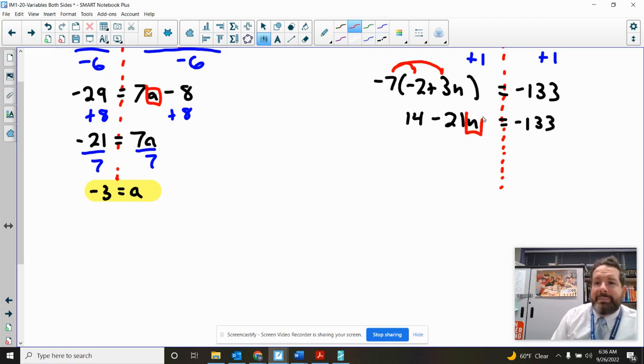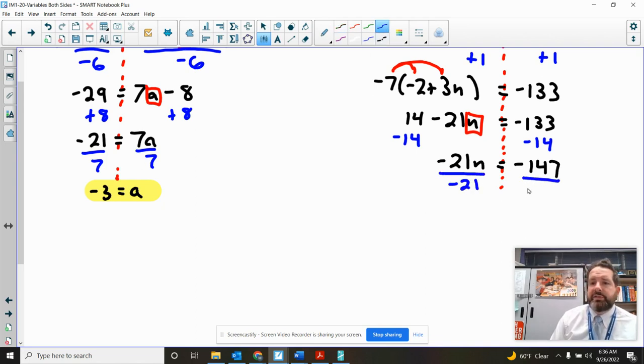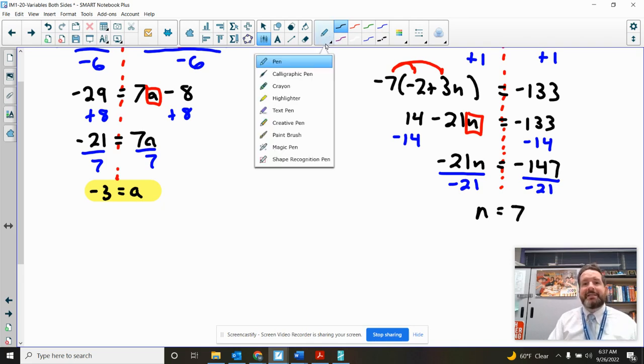Again, I want to get this n by itself. Save the -21 for later. Let's just do the subtraction first. 14 minus 14 goes to 0. And then over here, just to be safe, I'm going to double check on my calculator. -133 minus 14. That's -147. And to finish, division and division. Those reduce down to just 1n. And -147 divided by -21 is +7.